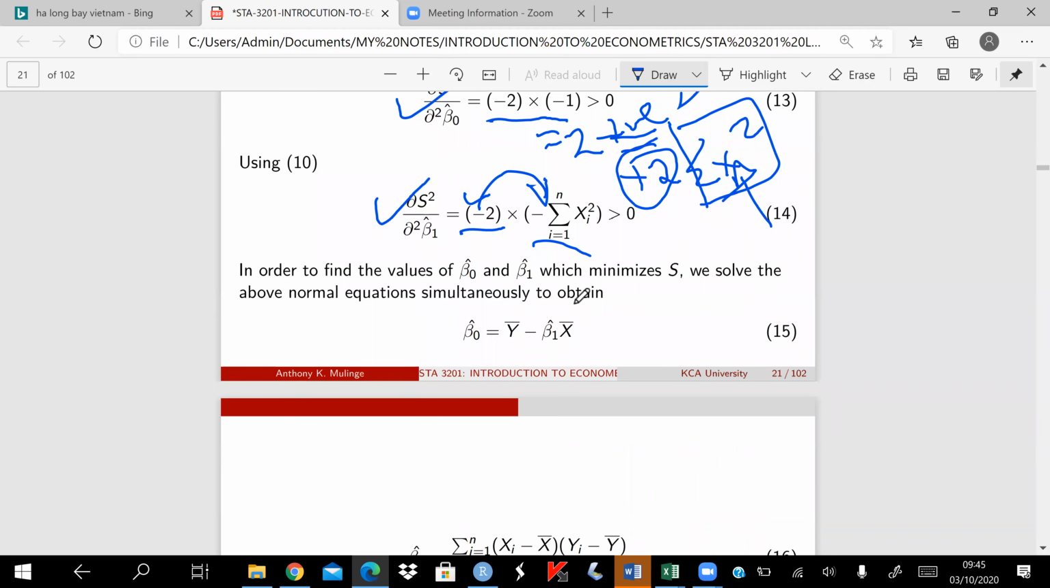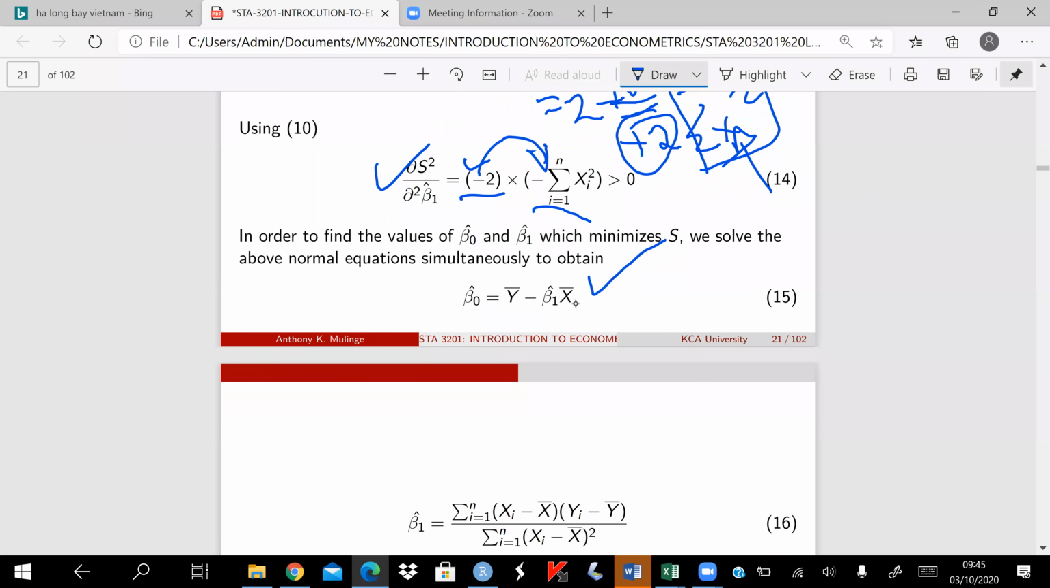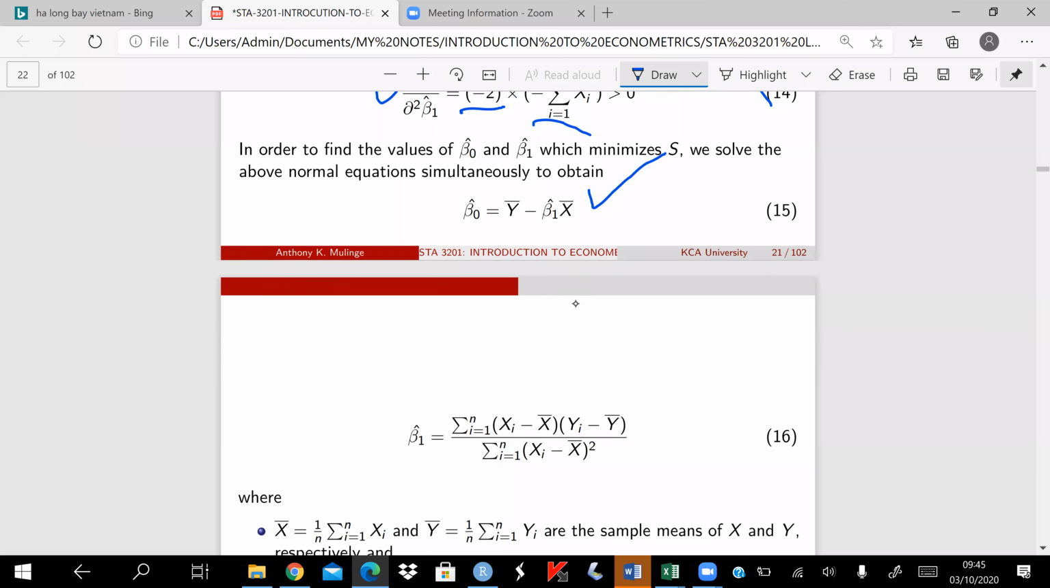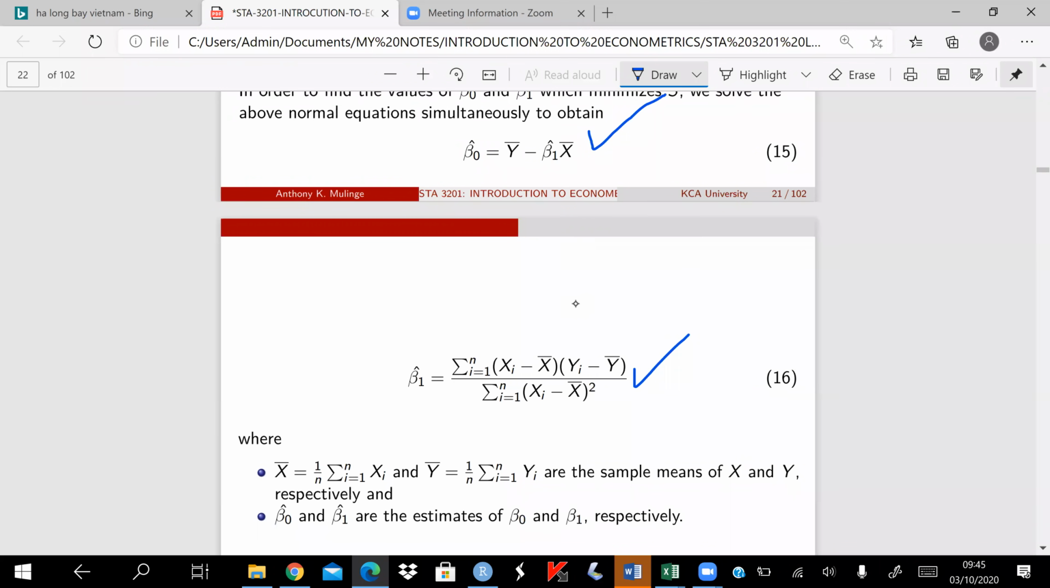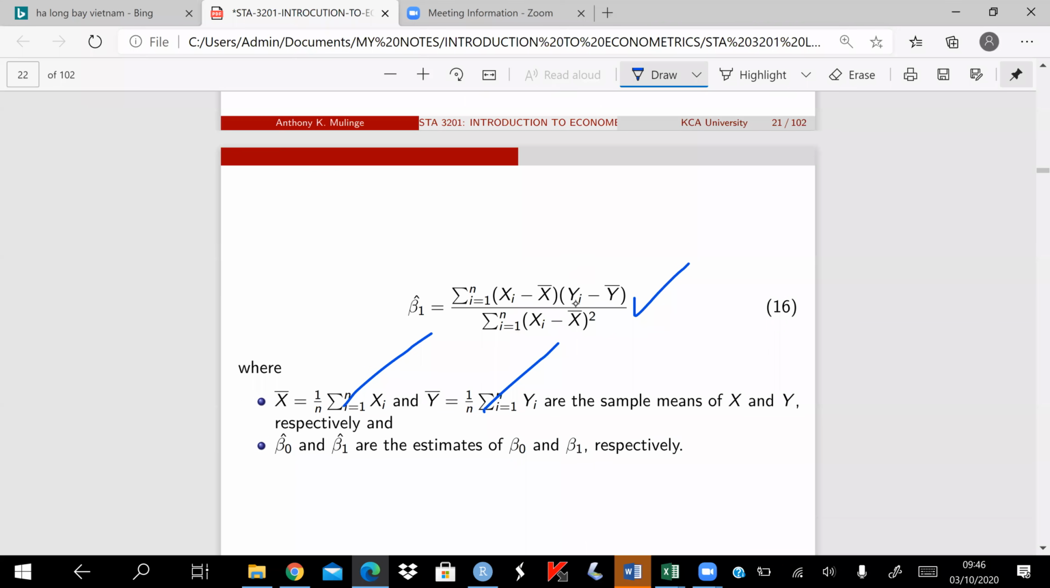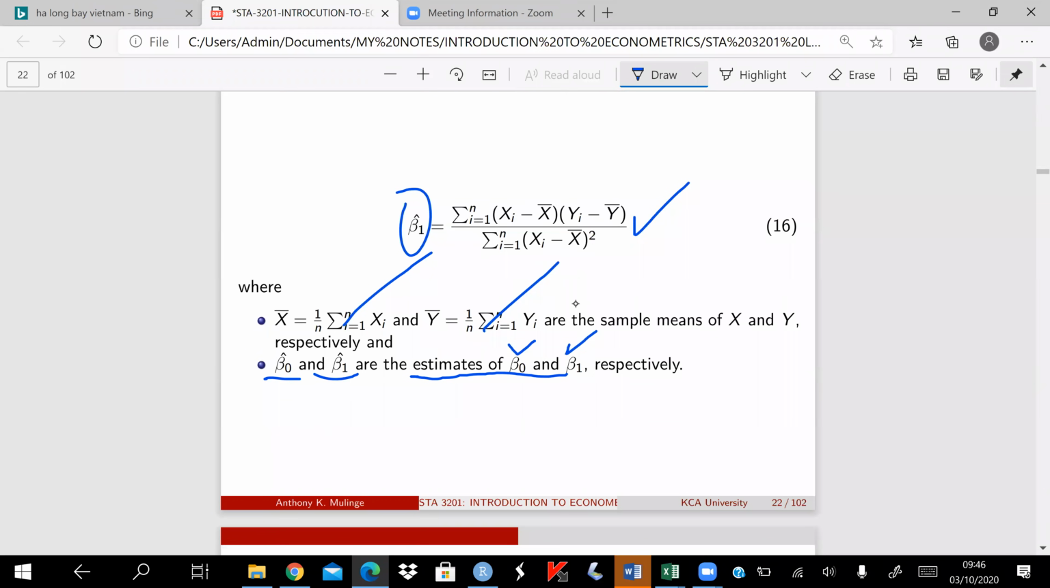So through some algebra, once you manipulate those two equations, you will end up with beta naught equal to y bar minus beta 1 hat multiplied by x bar, where of course y bar and x bar are the sample means of y and x respectively. Then beta naught will be given by equation number 16. These ones are easy to see. Then we are saying that beta naught hat and beta 1 hat are the estimates of beta naught and beta 1.